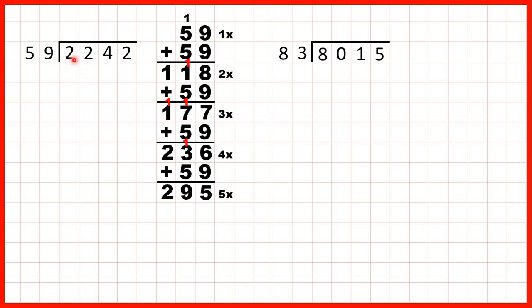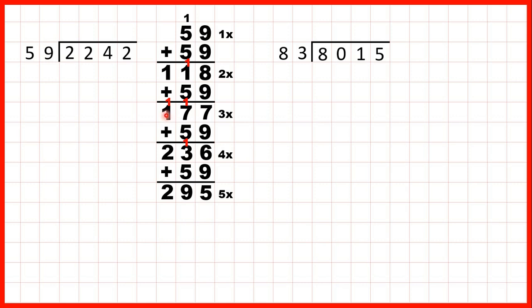Taking the first 2 digits together, we have 22 divided by 59, but 22 is less than 59, so let's take the first 3 digits together and divide 224 by 59. So we need a number in the 59 times table which is close to 224 but not more than 224. The closest number we have that's less than 224 is 177, because 236 would be too many.